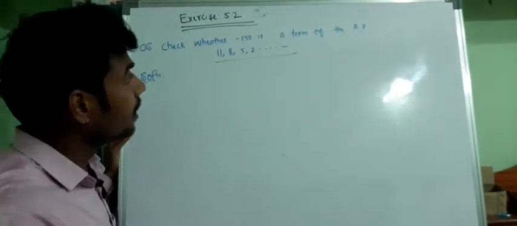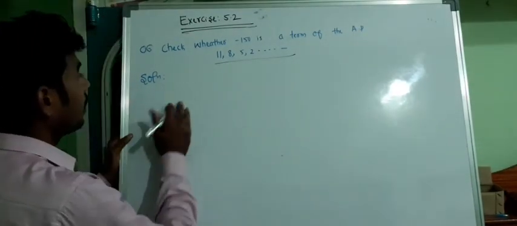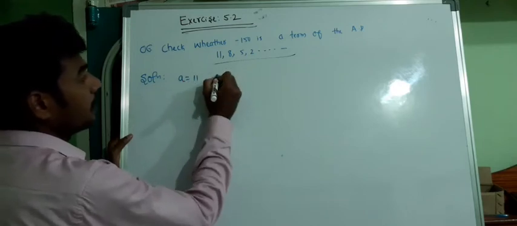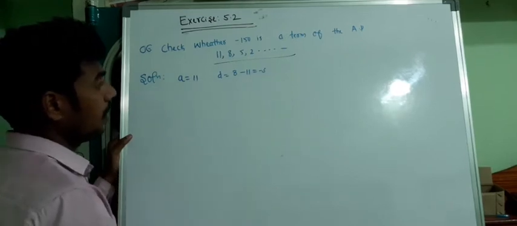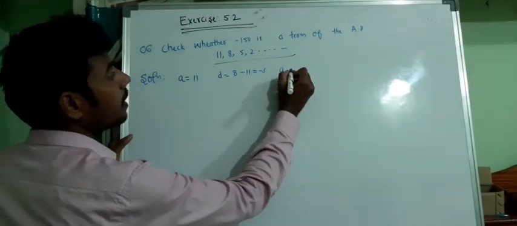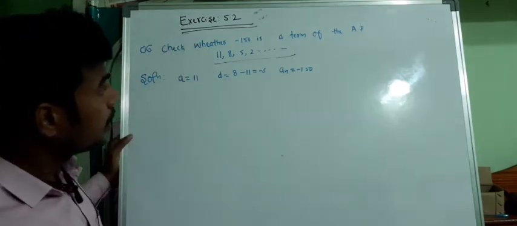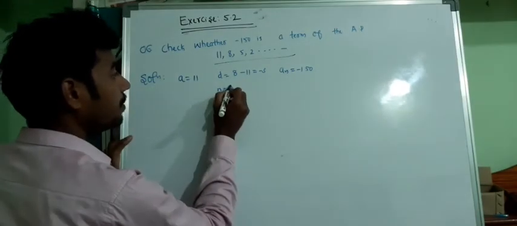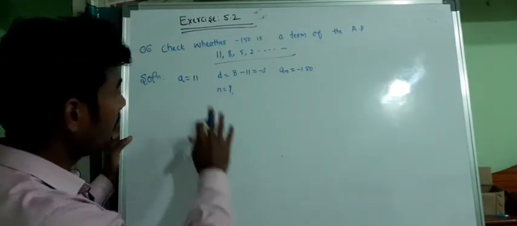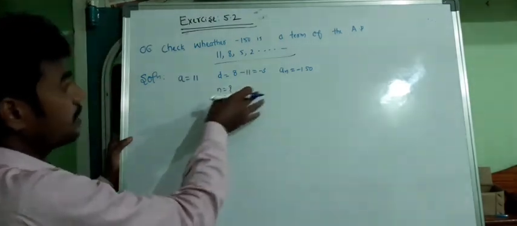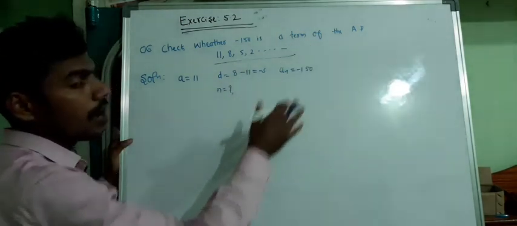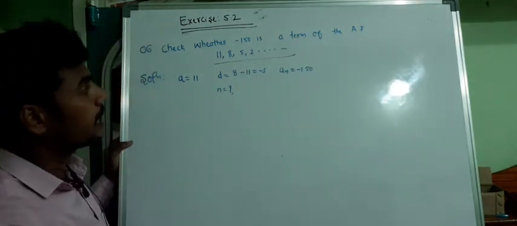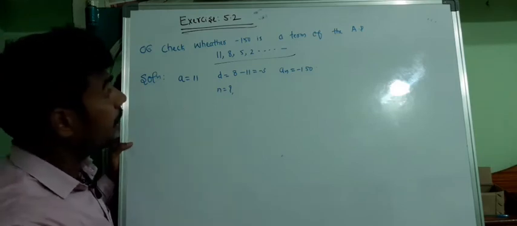Check whether minus 150 is a term of the AP. Here A is equal to 11, D is equal to succeeding minus preceding, that is 8 minus 11 is equal to minus 3, and AN is given, that is minus 150. We need to verify whether that is a term of this particular AP or not. So we need to calculate n for this particular AN. If n is a positive integer, then I'll say this minus 150 is a term of this particular series. If n is not a positive integer, then I'll say that is not a term of this particular AP.